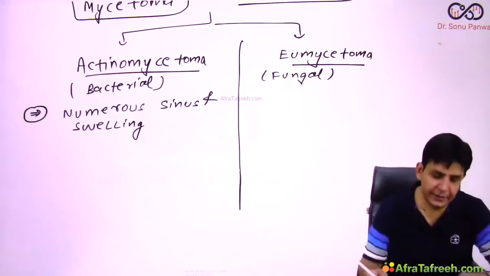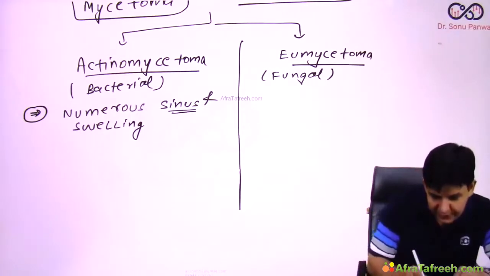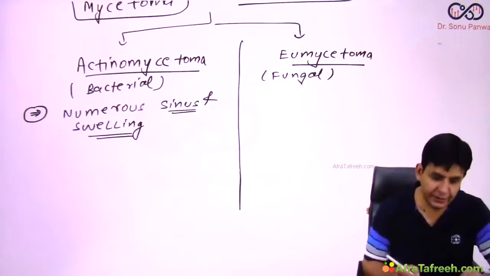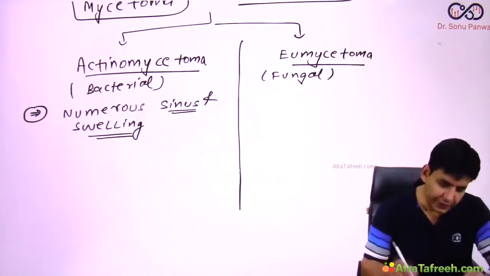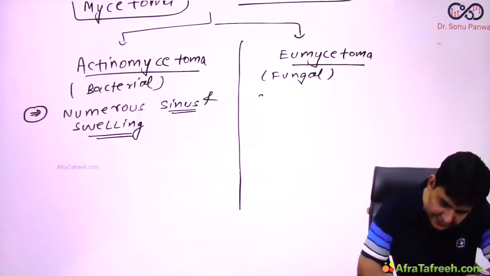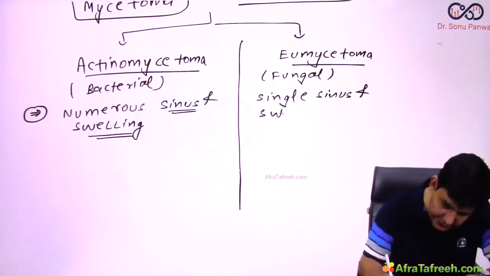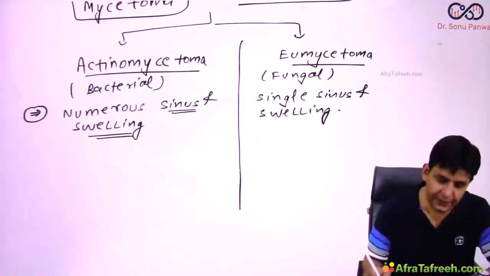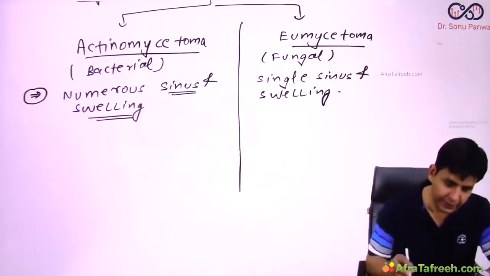Numerous sinus and swelling, that is a feature of actinomycetoma. You remember in mycetoma you have sinus and swelling. That is also termed as tumefaction because it looks like a tumor. So numerous sinus and swelling are seen in the actinomycetoma, whereas in this side there is a single sinus and swelling in the case of eumycetoma.